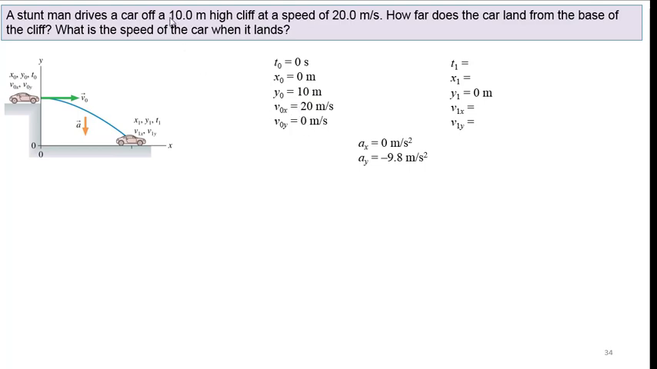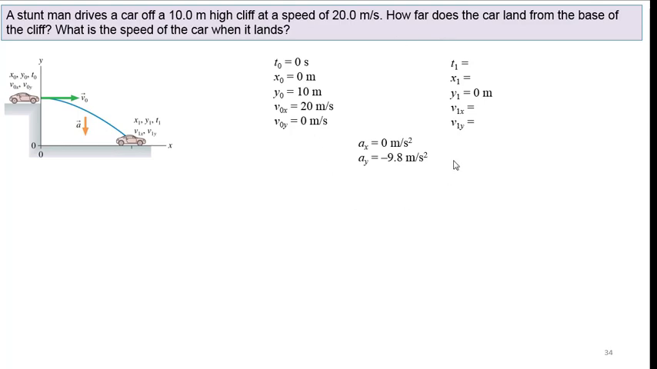Let me just point out that we're driving off the cliff at this speed of 20 meters per second because the cliff is just horizontal. They don't tell us the cliff angles upwards or anything like that. All of that initial 20 meters per second is in the x direction. So my initial velocity in the x direction is 20. My initial velocity in the y direction is 0 because all of that velocity is in the x direction. Okay, so here I've filled out as much as I can.